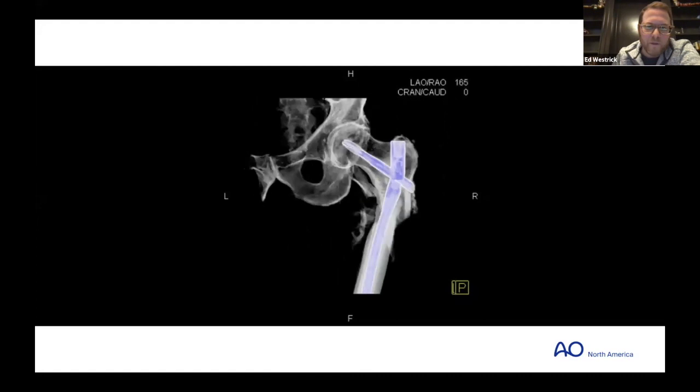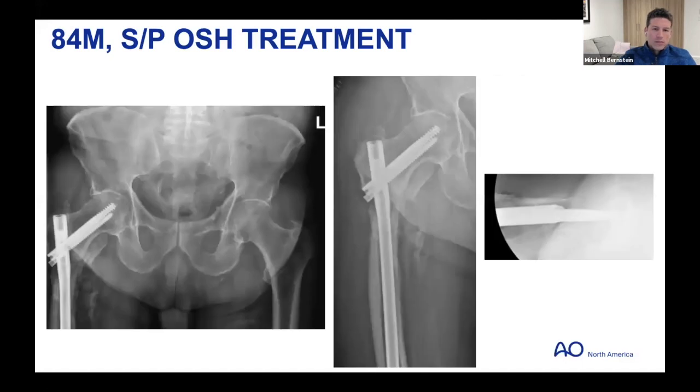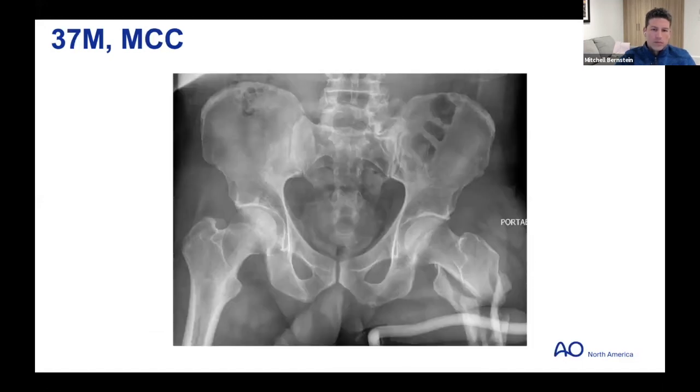And so we did for him what should have been done the first time: took out the hardware, realigned this fracture, and used a new, different nail to avoid the previous lag screw path. And he went on to do great.